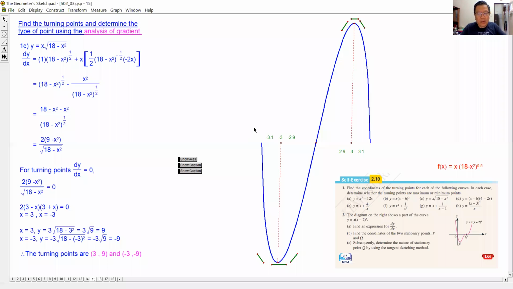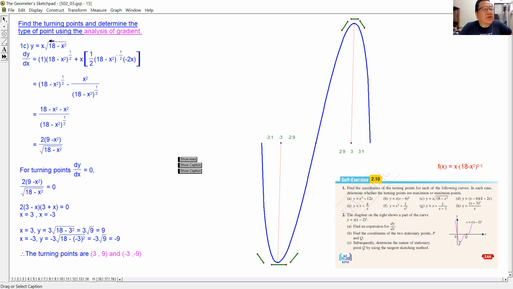Okay, so when you look at the question given to you, you must know which method is easier. Sometimes analysis of gradient is easier, sometimes the second derivative is easier. Okay, we start with question 1c.